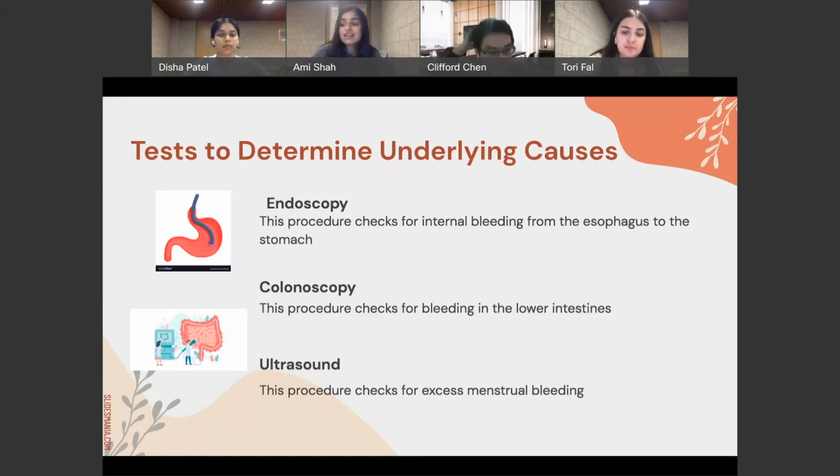the stomach. Next, the colonoscopy also uses a thin flexible tube from the camera, except this tube is inserted from the rectum into the colon. Finally, the ultrasound is a procedure that checks for excess menstrual bleeding, which is done through a pelvic screening to look for bleeding.